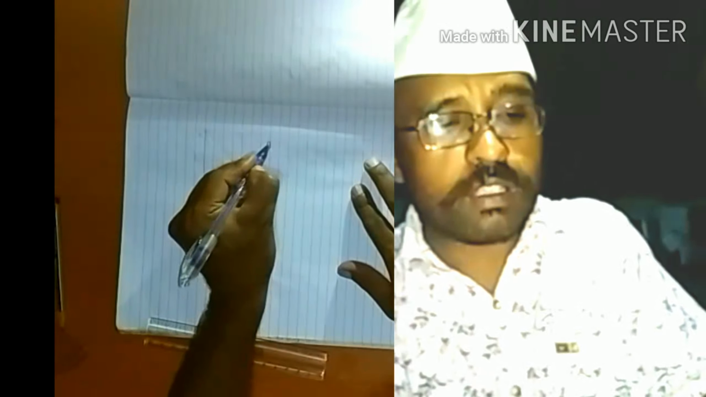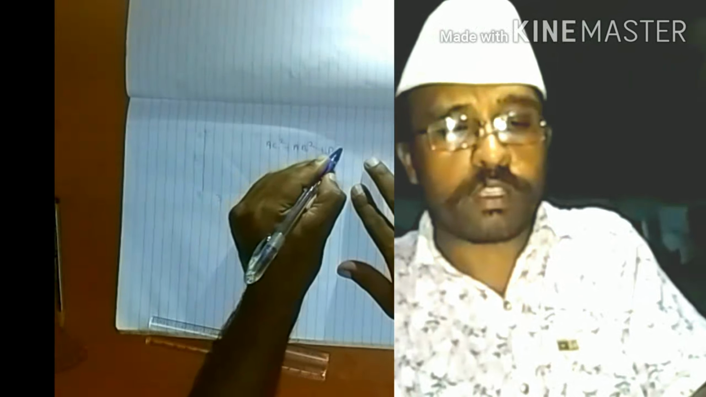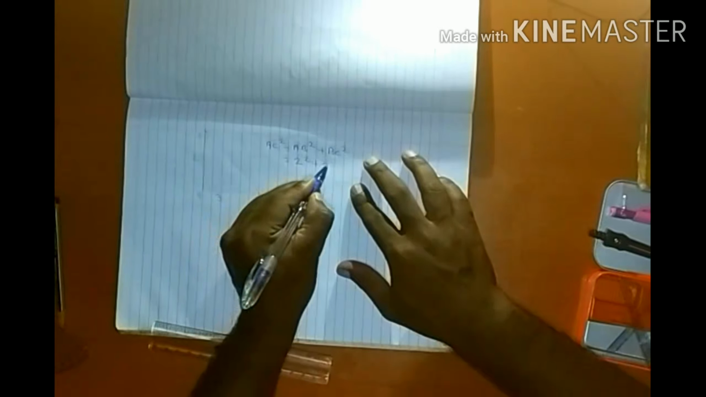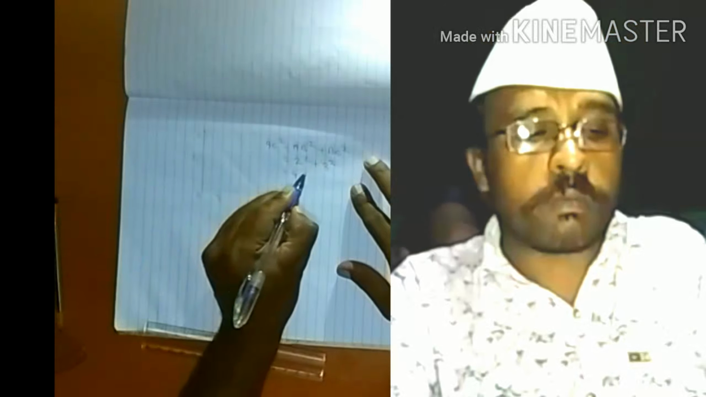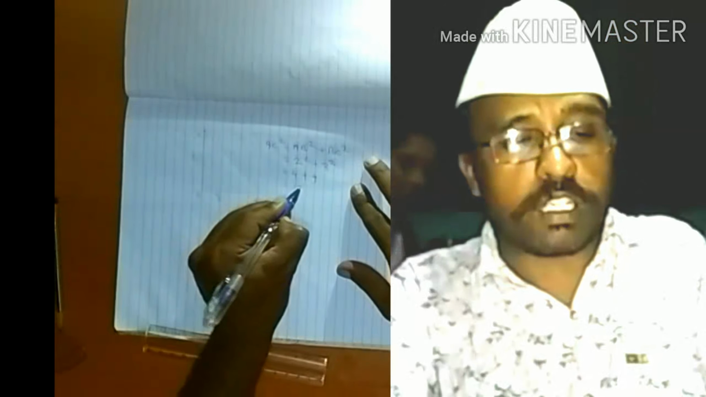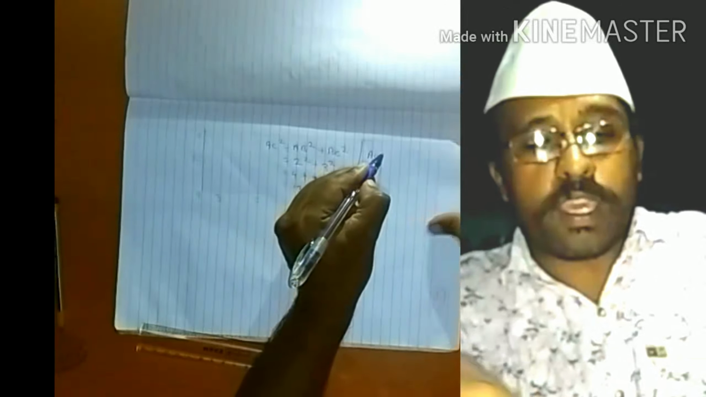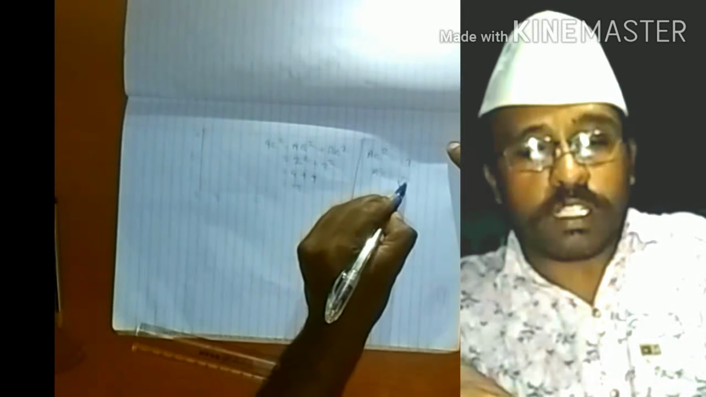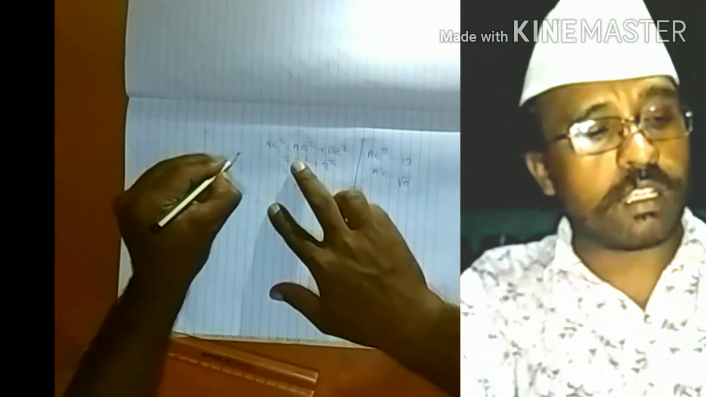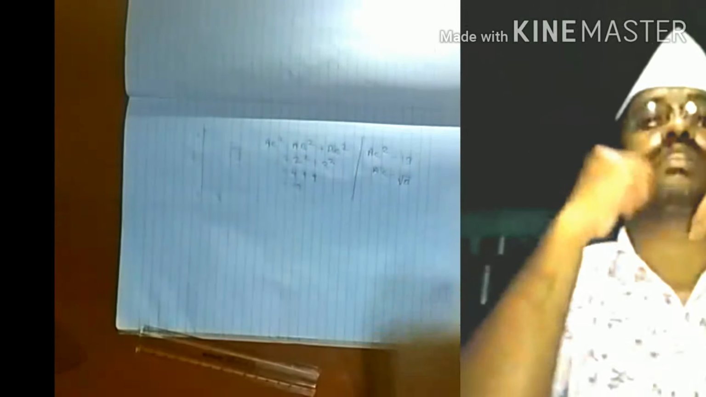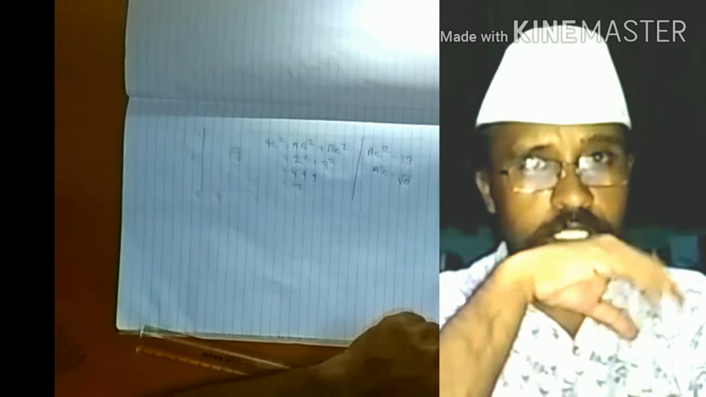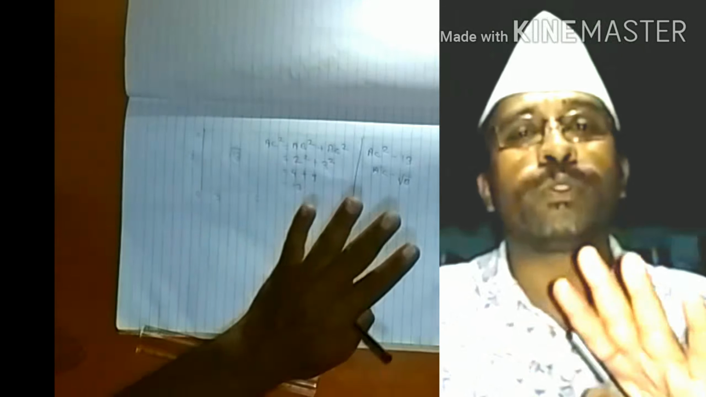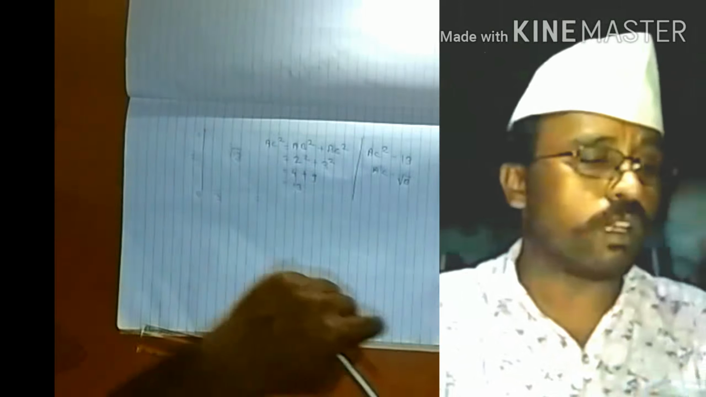So AC square is equal to AB square plus BC square, which is equal to 2 square plus 3 square, which is equal to 4 plus 9. AC square is equal to 13. Therefore, AC is equal to root 13. So we learned how to find out this root 13. Got it? Now same logic we are going to use here to show this root 13 on a number line.